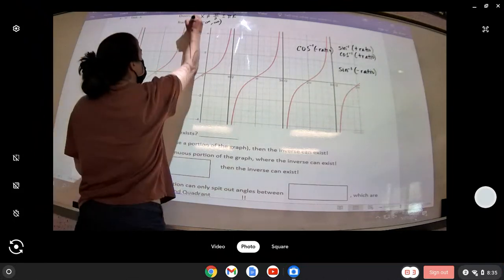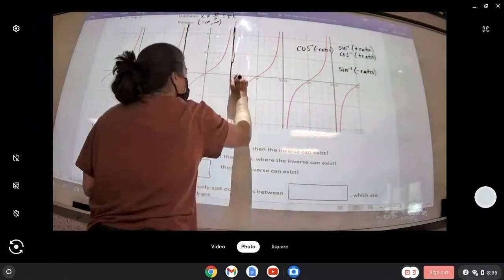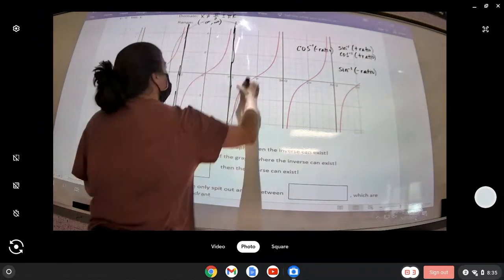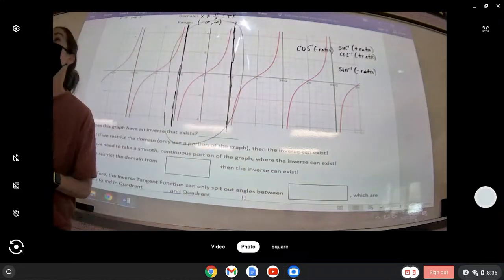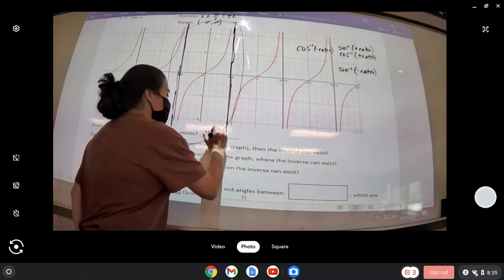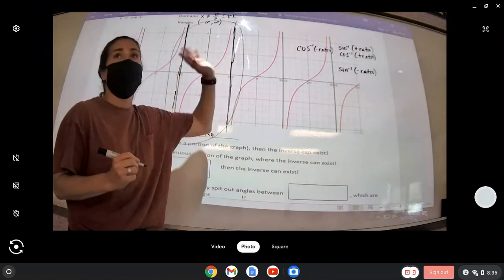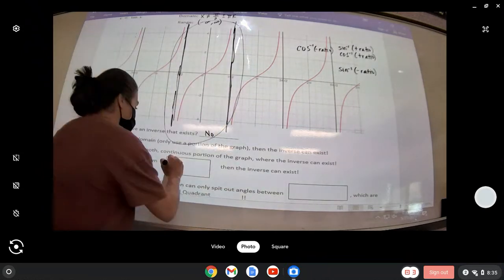So that means we're going to cut it at negative pi over 2 and pi over 2 and keep this entire first curve as the portion that we keep for its inverse. All right, so we know it doesn't exist, but if we restrict it from negative pi over 2 to pi over 2, we got ourselves an inverse that can exist.